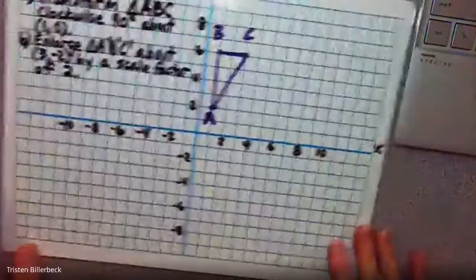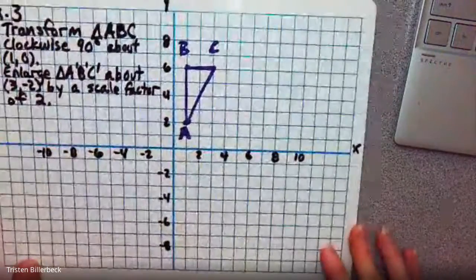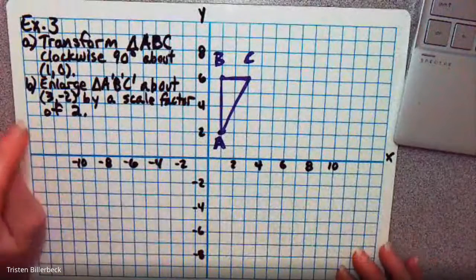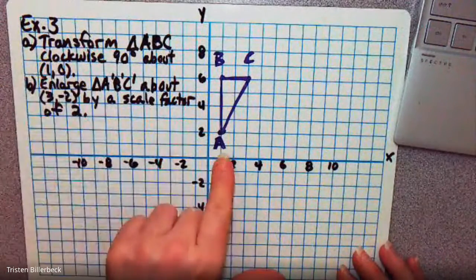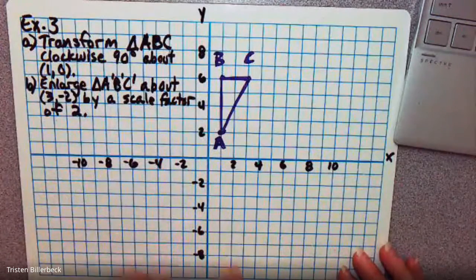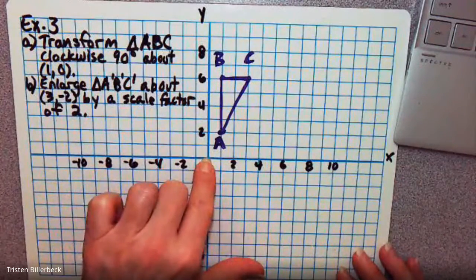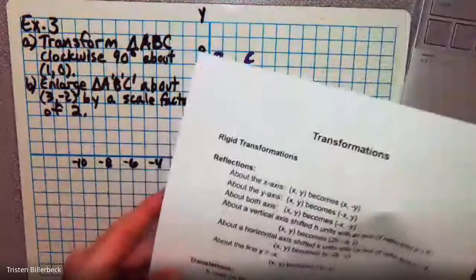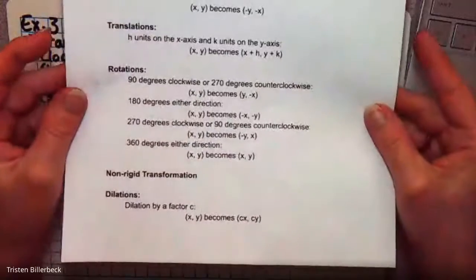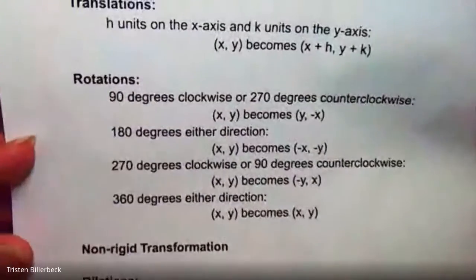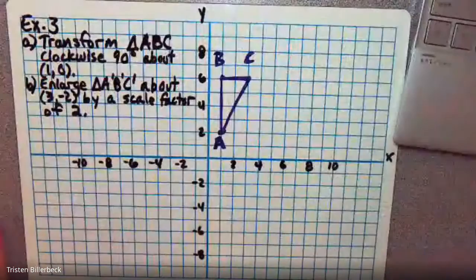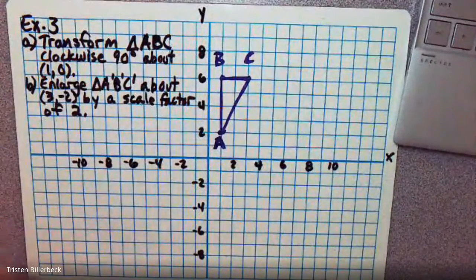All right, so let's take a look at this example. We want to transform triangle ABC clockwise 90 degrees, but hold on, it's not about this origin here. That means these rotation rules don't work because we're not rotating around the origin. These were rotations around the origin, which I probably should have marked.